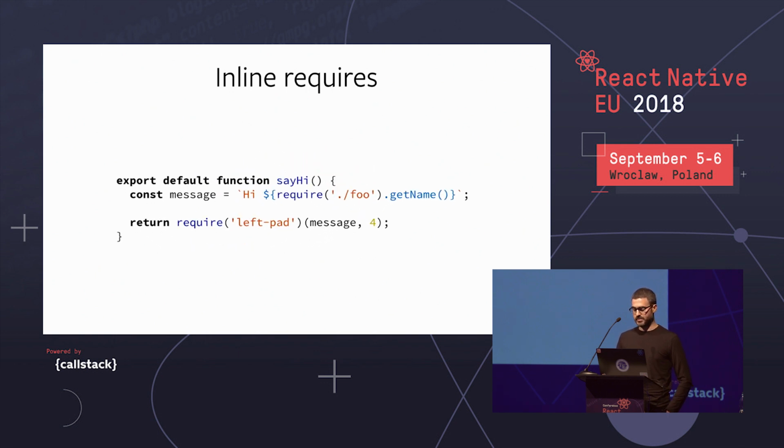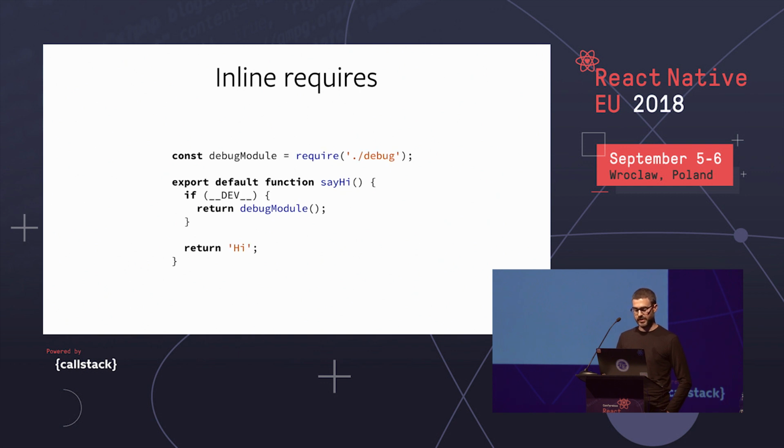In order to avoid this, Metro has an option to enable inline requires. This is a Babel plugin that moves each require statement from the top to the place where it's being used. And this allows proper lazy evaluation of modules. And when it's combined with RAM bundles, it also gives lazy parsing of their JavaScript code.